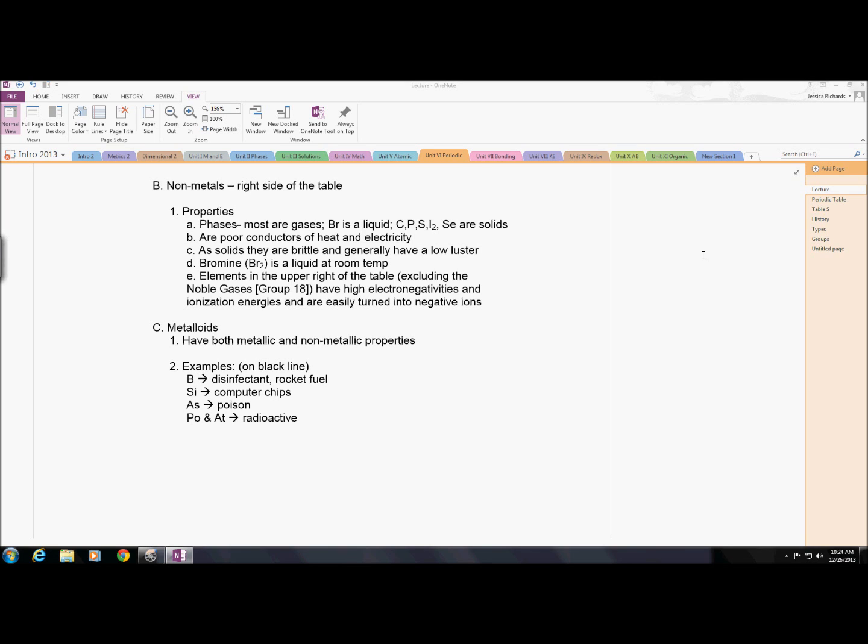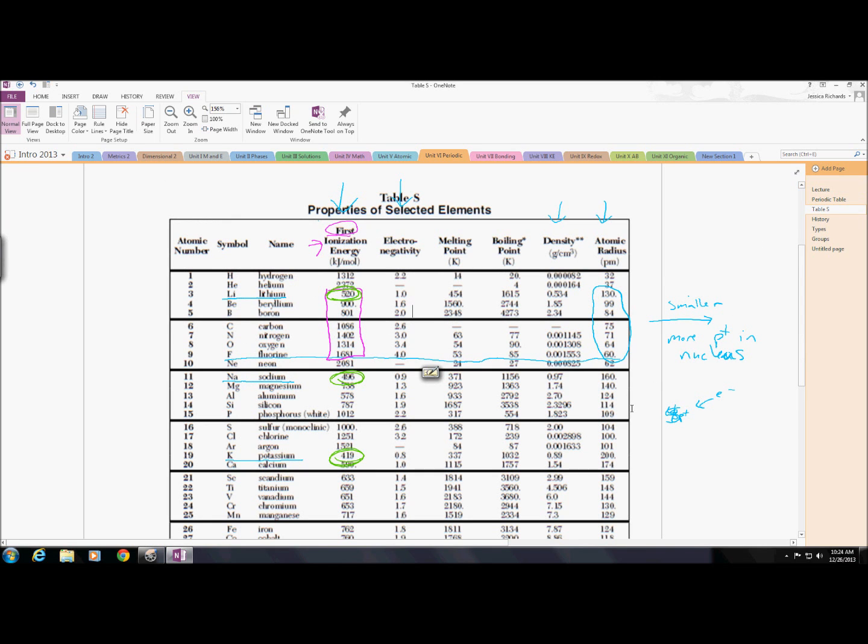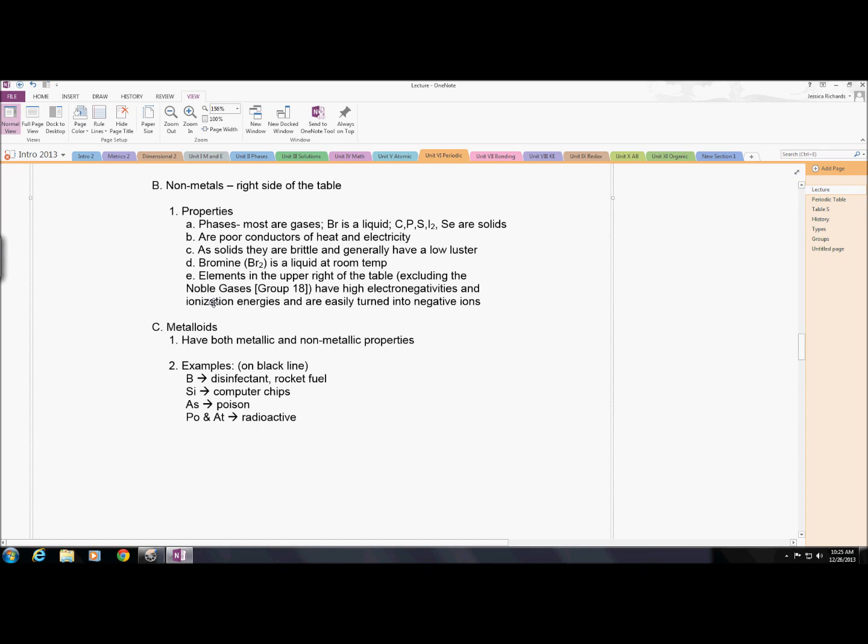The noble gases don't have any electronegativities. If you look on Table S, you're going to have dashes and blanks here for the electronegativities of noble gases. They just don't have any at all. They do have ionization energies, though, and ionization energy is how much energy it takes to remove an electron, and noble gases have the highest, and nonmetals have very high ionization energies in general because they don't want to lose any of their electrons. They try to hold on to all of them that they can.